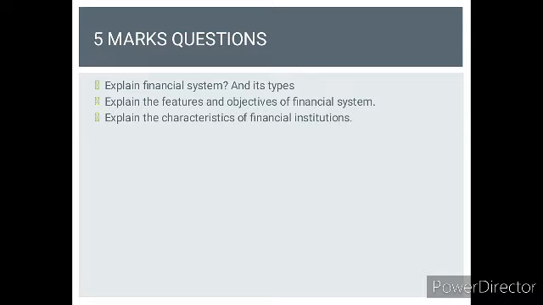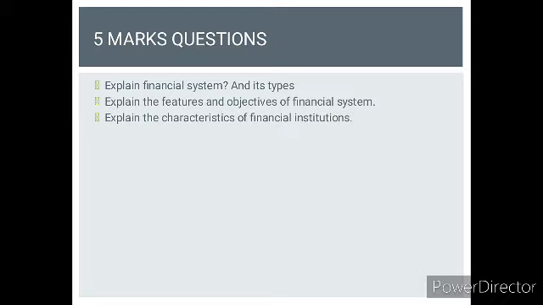Next we have the financial 5 marks questions. Under that, the first one is explain financial system and its types. Normally in financial system, it's actually a very big diagram. You can identify the Indian financial system. The Indian financial system has organized and unorganized, again formal and informal. Again, in that we have financial institutions, financial markets, financial instruments, and financial services. So 4 things we have. You have to explain one by one.